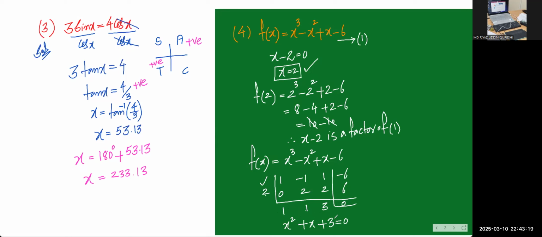Okay. So what it says in our second question: the equation f of x is equal to 0 has only one real root. This is the only real root. If you find the roots of this, you will get complex roots. That's what we say, that x is equal to 2 is the only real root. We cannot find the roots for this one because it is unable to factorize. That's what it says, only one real root. This is the solution of question number 4.